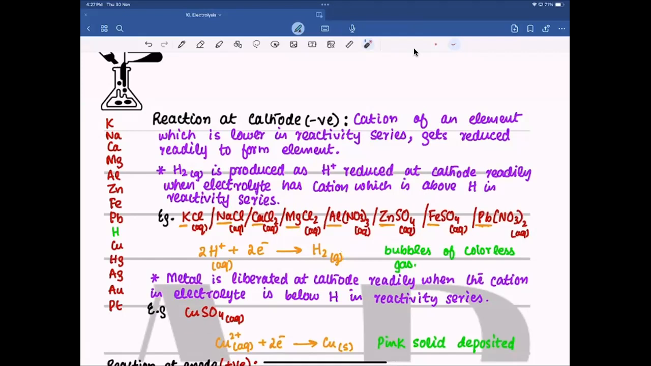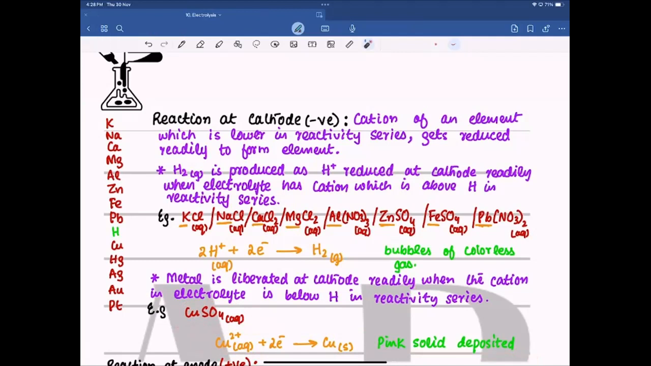Now, here I have taken aqueous copper sulfate. The copper ion is below hydrogen in the reactivity series, so copper ions are reduced at the cathode to form copper metal, and a pink solid deposits. Is this clear? Yes, Khatija and Aisha Abdul Ghani. Okay, now copy this quickly.